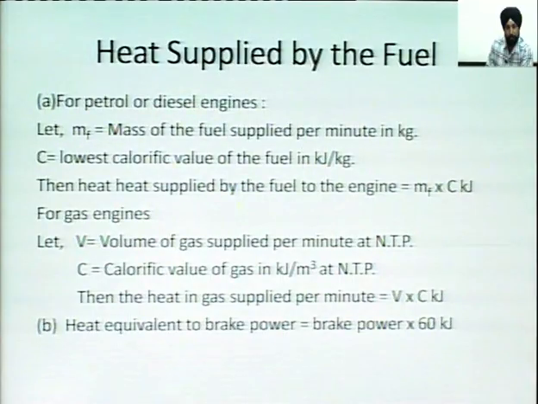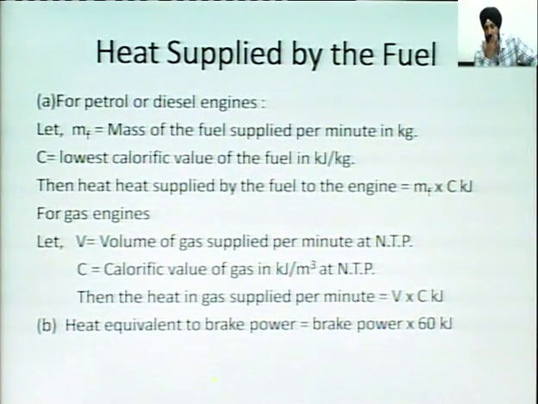Then the first part of the engine output, or that fraction of the heat supplied which gets converted into useful work, is the heat equivalent to brake power, which is equal to the brake power. The brake power we get from the engine by the Morse test is then multiplied by 60. 60 has been multiplied because we are taking the case of fuel burnt in 1 minute, and the power calculated will be per second. So in order to convert into per minute, we have to multiply it by 60.